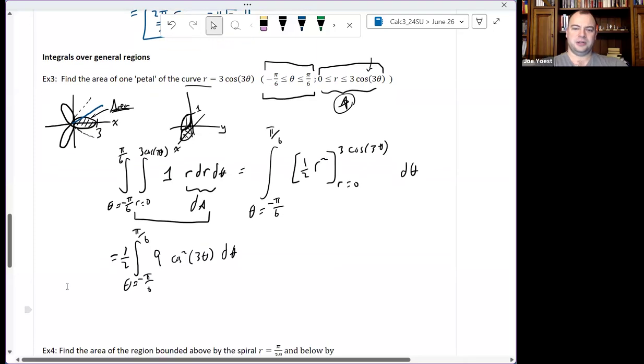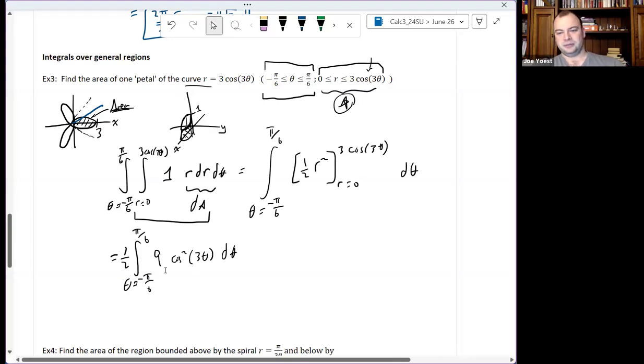One thing that I do notice here is in my theta integral, I have a bit of nice symmetry. This is just now a one-dimensional integral, so we're thinking back to single variable calc. I'm integrating an even function, cos squared of 3 theta, over a symmetric interval of integration, minus pi over 6 to pi over 6. No integration problems. This will integrate just fine. It's not going to blow up to infinity or something.